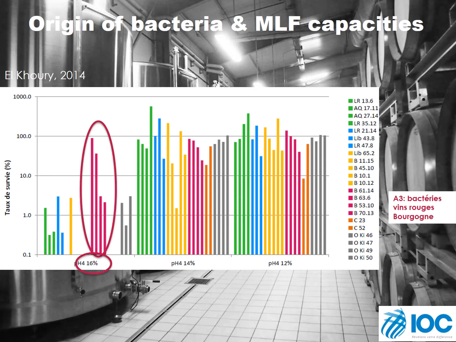We could think that it won't be the case, but the study from El-Khoury showed us that the Burgundy strain has very good capacities to survive in a matrix containing 16% alcohol. So IOC decided to continue the selection. Moreover, it's funny to select a bacteria in a cool climate region that will be adapted for meridional vineyards.